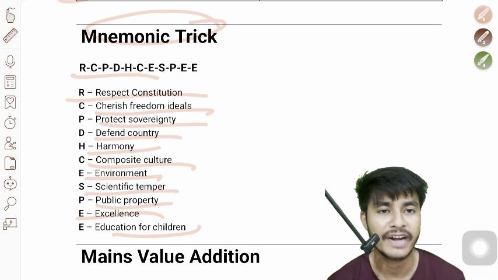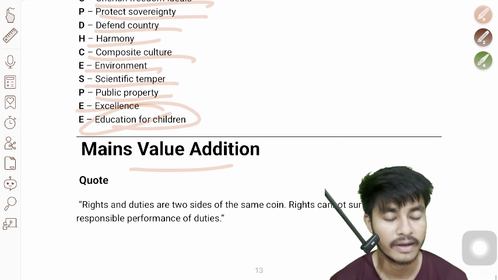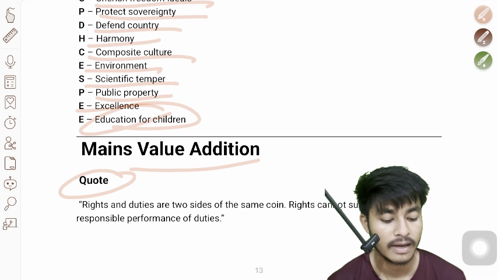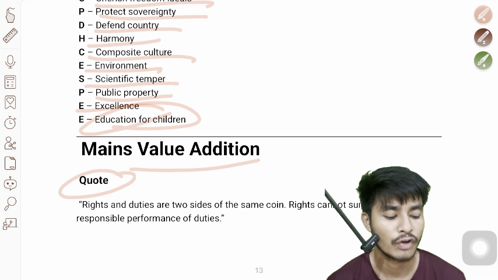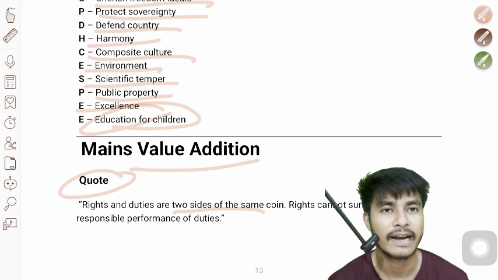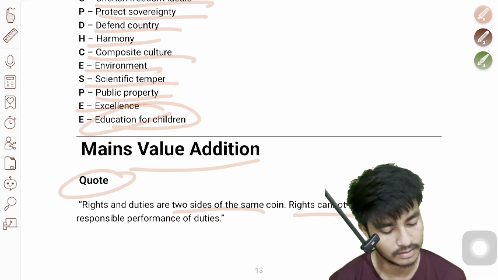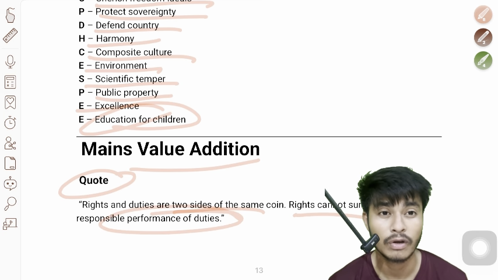So mains value addition will talk about a quote, here it is. The quote is: rights and duties are two sides of the same coin. Rights cannot survive without responsible performance of duties. Nice. And we'll move to the conclusion.